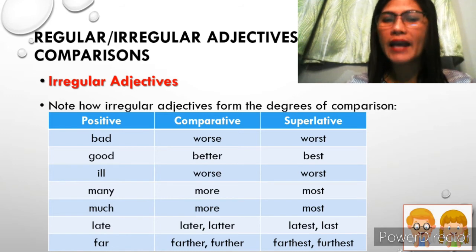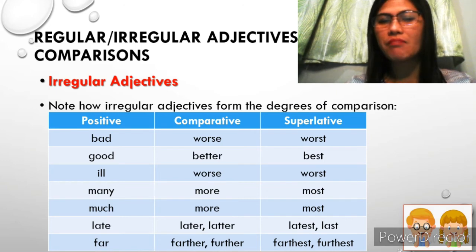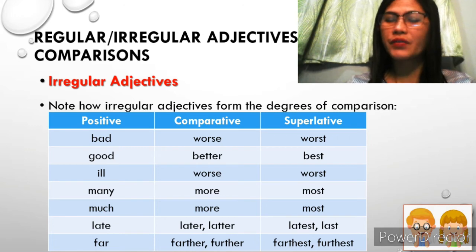Late, later, referring to time. Latter, when you are referring to the second person that you have mentioned. Latest, as in recency or the most recent. And last, as in the end, in the superlative form. We have far, farther, referring to distance. Further, referring to adding or more. Superlative, we have farthest and furthest.